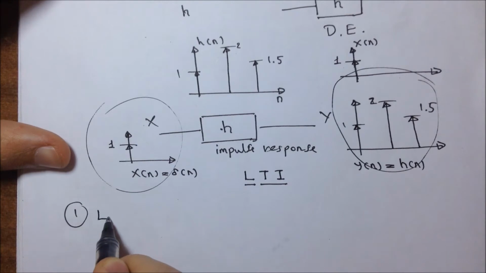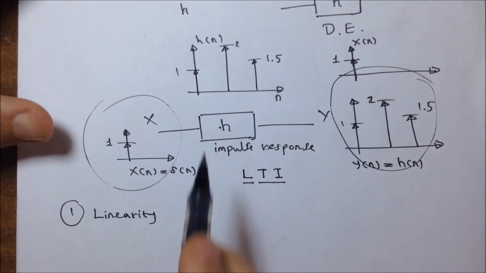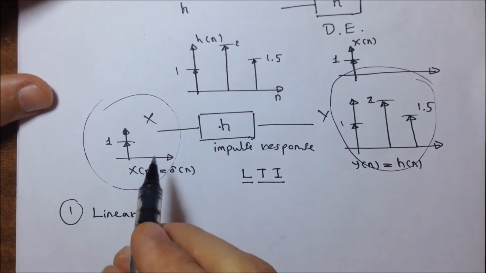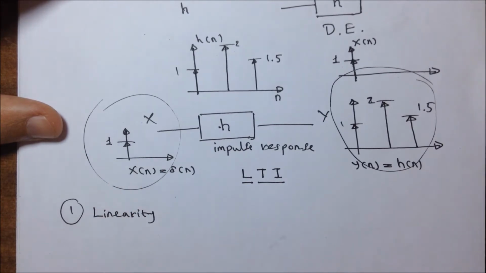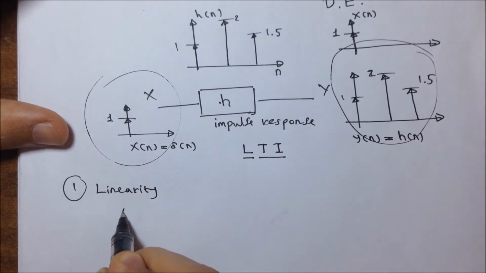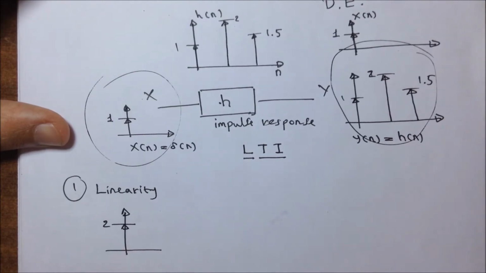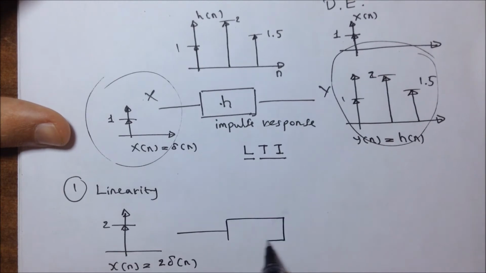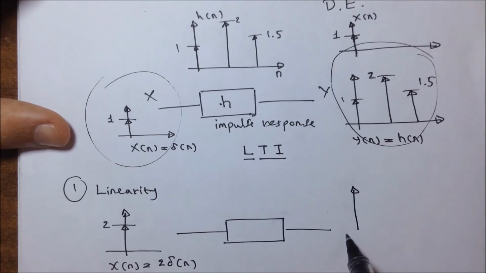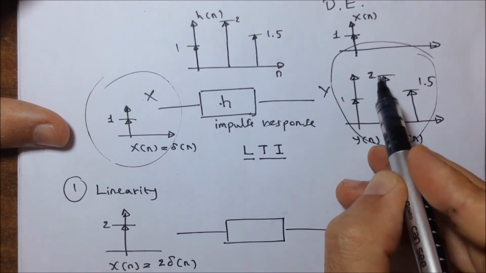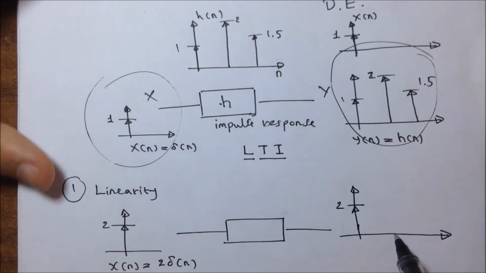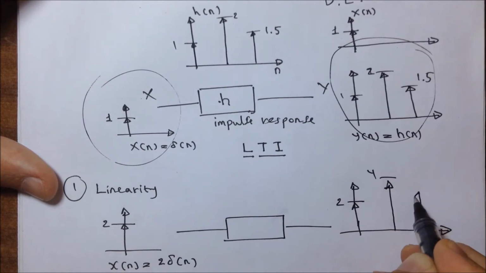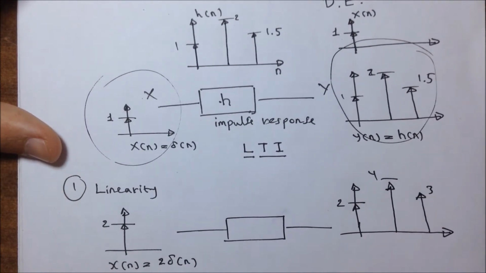Firstly, we have linearity. Linearity implies that the system H exhibits the following behavior. If the input of the system was delta of n, and the output was 1, 2, 1.5, then what is going to happen if the input was 2 delta of n? So it's an impulse, but with the height of 2 instead of 1. What is going to be the output of the system? Well, since the system is linear, the output is going to be as follows. Instead of having 1, 2, 1.5, we're going to have 2, 4, and then 1.5 times 2 is 3. So, in other words, the output Y of n is equal to 2H of n.